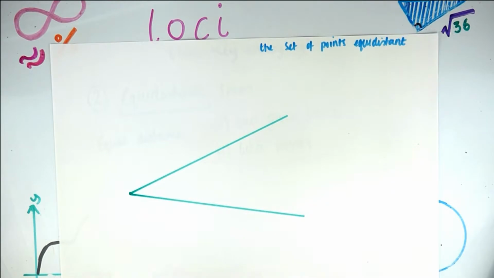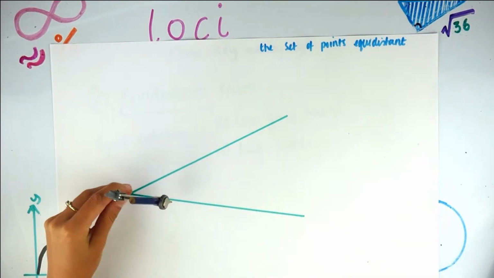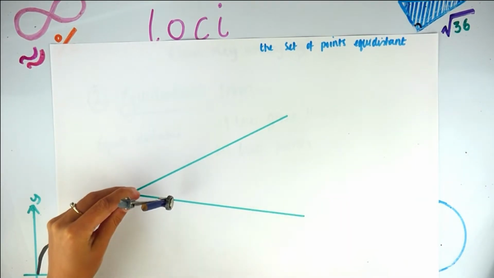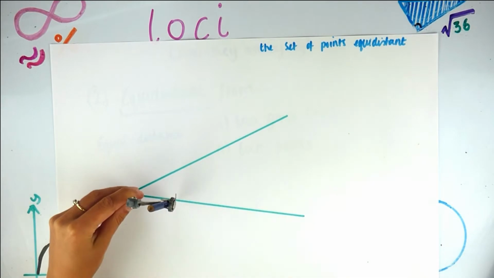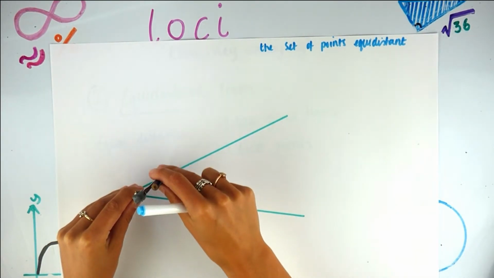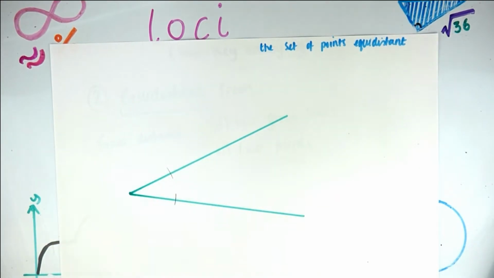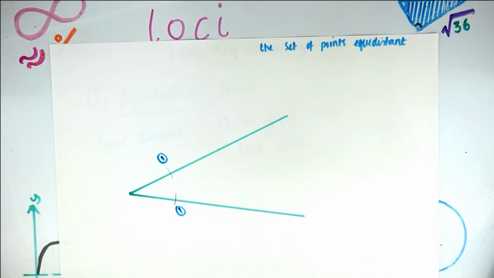So the first thing you do is you get your compass on this point here, and you can set it to any width you want this time, obviously let's not be ridiculous, and you do a little dash here. And you do the same on this line here. So I'm going to mark that as step 1. So those two there are step 1.